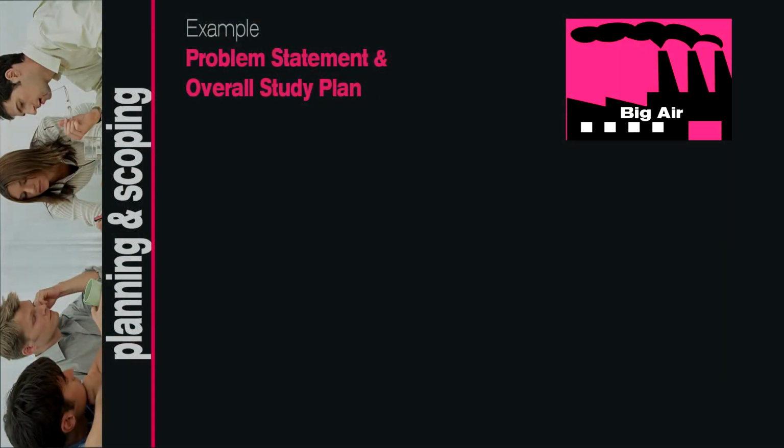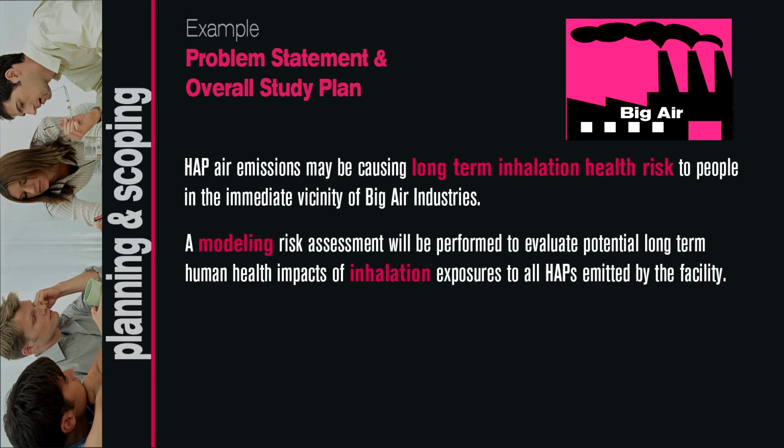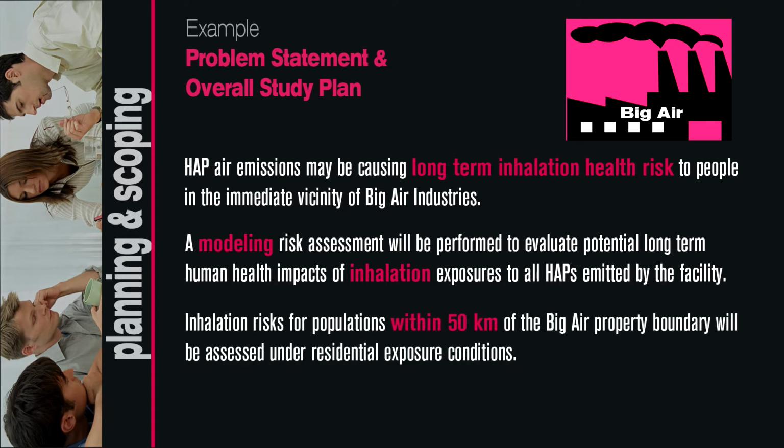Big Air Industries is a hypothetical facility. The first sentence of the problem statement tells us the potential problem. The second sentence tells us what we're going to do about it. The next two sentences provide more detail on how the assessment will be conducted: modeling, the exposure pathway to include in the assessment, inhalation, and the population to include in the assessment, those outside the facility boundaries and within 50 kilometers of the Big Air facility.